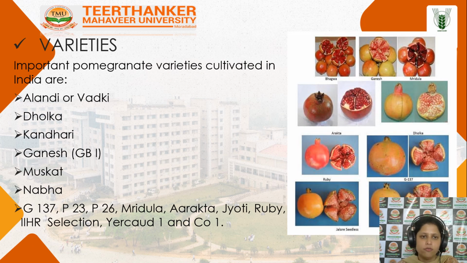Now coming to varieties of pomegranate. Some important pomegranate varieties which are being cultivated in India are Alandi, Dholka, Gandhari, Ganesh, Muscat, Nabha, G137, P23, P26, Mridula, Arakta, Jyoti, Ruby, IIHR selection, Yercaud 1, CO1 and many more. You can see in this slide, on the right side, pictures of fruits of different varieties. You can see how different varieties differ from each other in terms of shape, color and size.